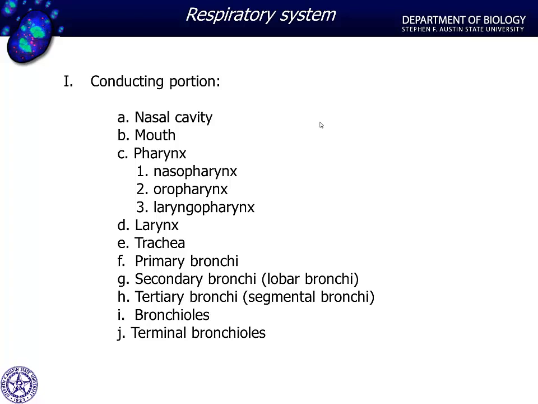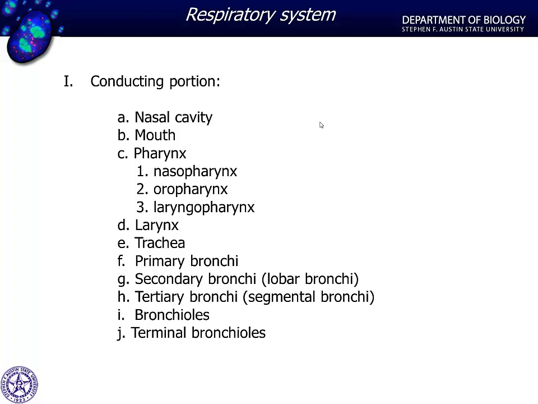Then we're going to branch again into secondary bronchi. That branches again into tertiary bronchi. And these are also referred to as segmental bronchi, and they're going to go to a bronchopulmonary segment. There are 10 on each side, 10 on the right, 10 on the left. Then we're going to branch into bronchioles.